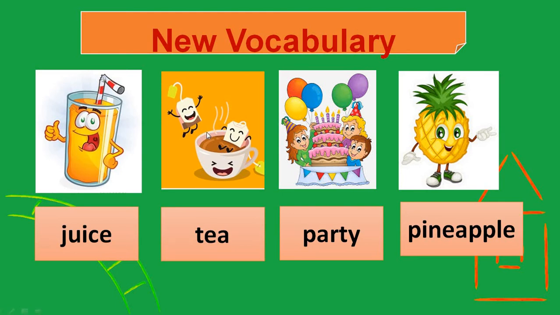Okay. Tea. Okay, look at the picture and guess what is it? Подивись на малюнок, що це? Чай. Okay, so. Tea, tea, tea. Juice. Tea. So, look at this picture and guess what is it? Party. Вечірка. Зараз у нас в українській мові теж є таке слово party. So, party, party, party. Juice, tea, party.